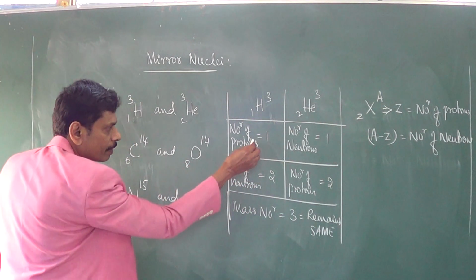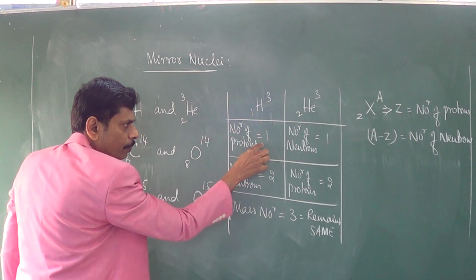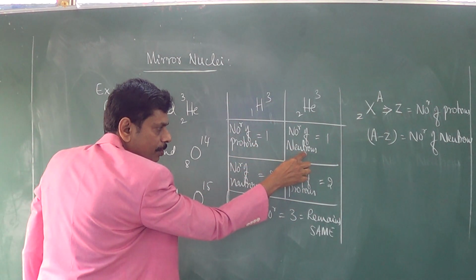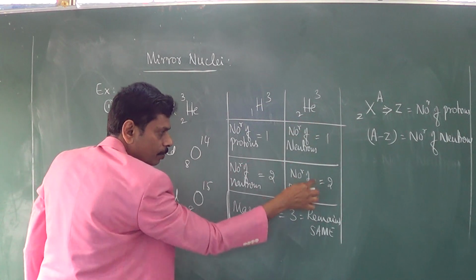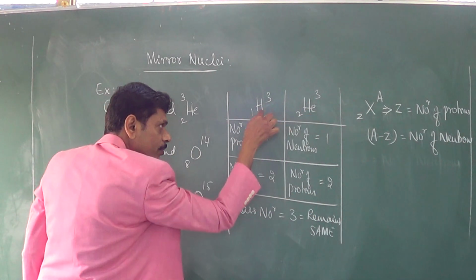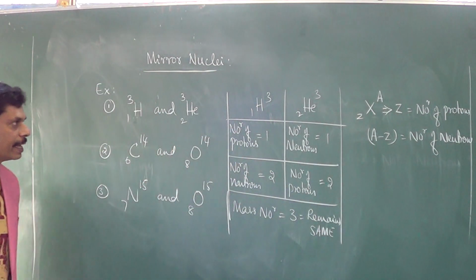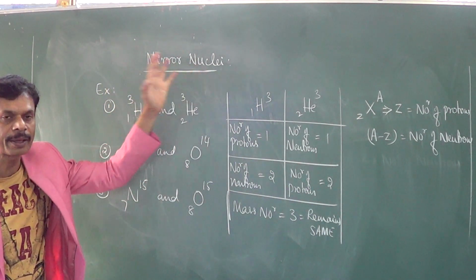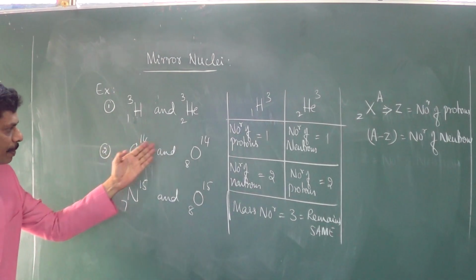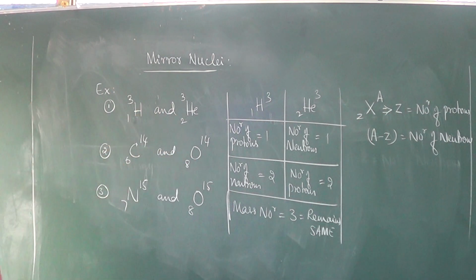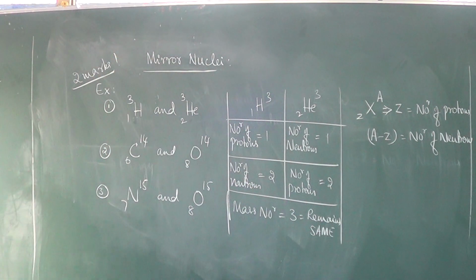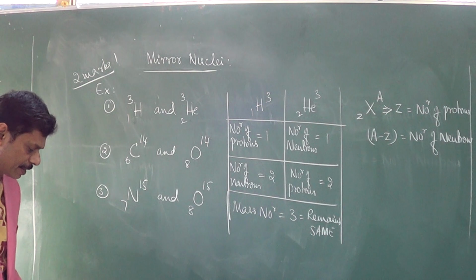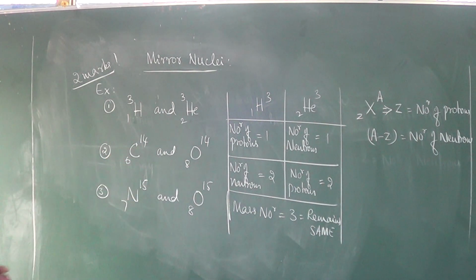Here again I will repeat. The first nucleus proton number is equal to the second nucleus neutron number, and the first nucleus neutron number is equal to the second nucleus proton number, where in both cases the mass number remains the same. Then such nuclei are called mirror nuclei. Follow this. This carries 2 marks. What are mirror nuclei? Give examples, we are asking. Okay, just go through this and understand the concepts.